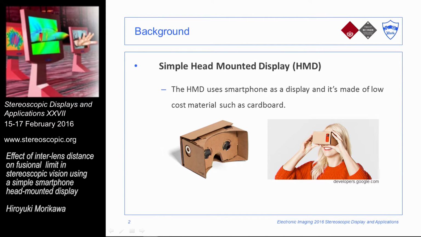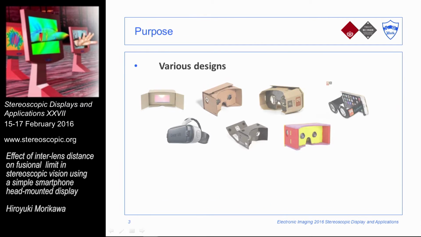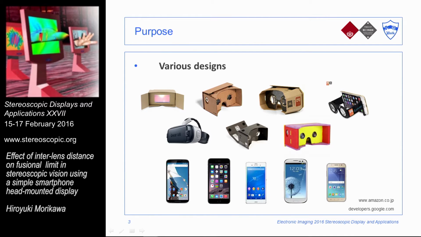This simple HMD is convenient for viewing 360-degree movies or VR content. Moreover, such HMDs can display stereoscopic images by showing images for the left and right eyes separately. Since they can be manufactured at a low price, there are many HMDs of various designs in the market. In addition, the smartphones used in the HMD are also diverse.